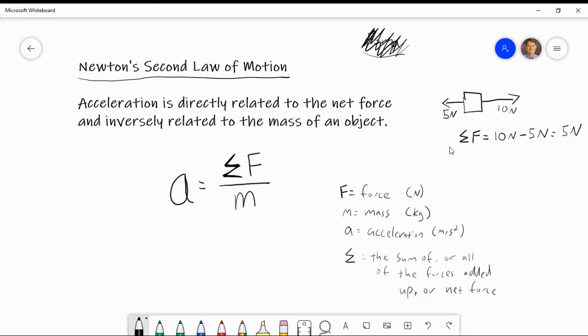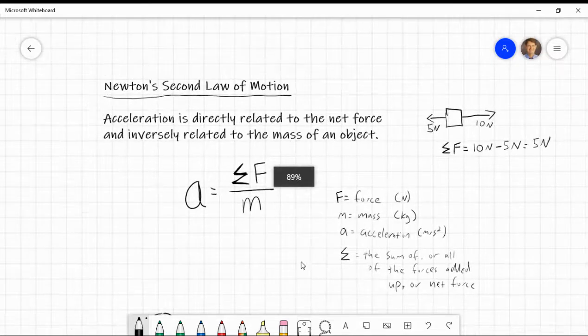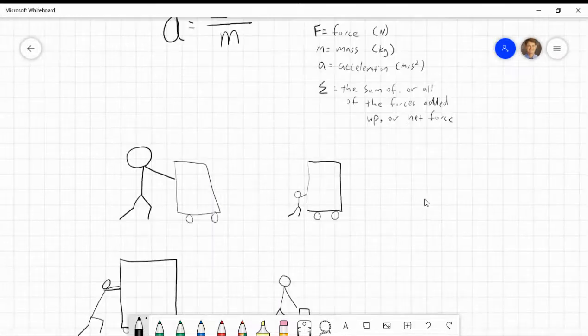So that's what the sum of the forces means. It means add up all the forces. What is the net force, the overall force once you add them all up? And then I've got all of the variables labeled here. F is force, and the unit for force is newtons. M is mass, in kilograms. A is acceleration, in meters per second squared. And of course, the sum is adding them all up, which we call the sum of, or the net force. So what does this mean?